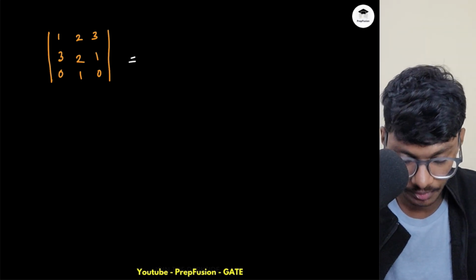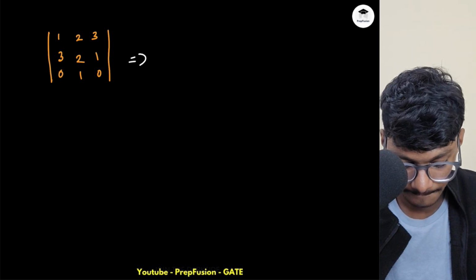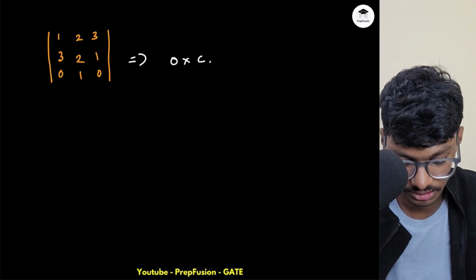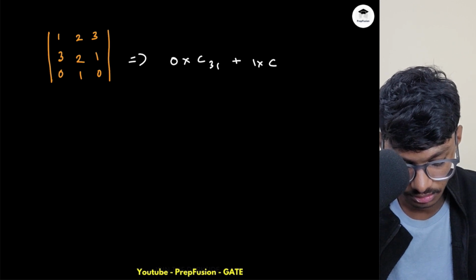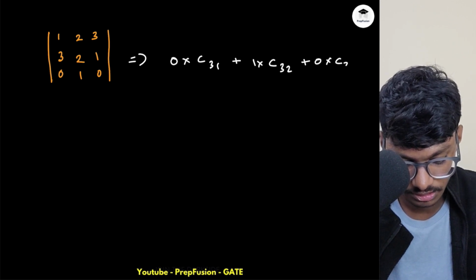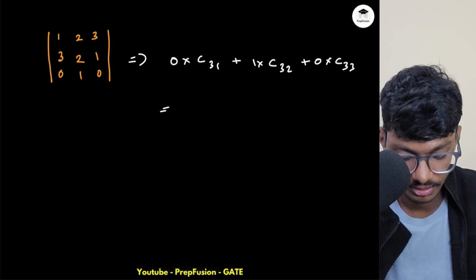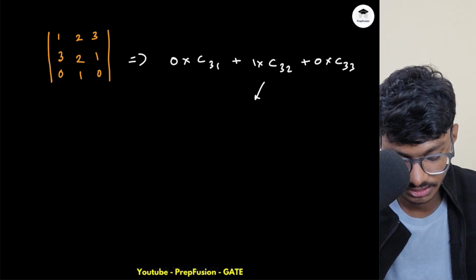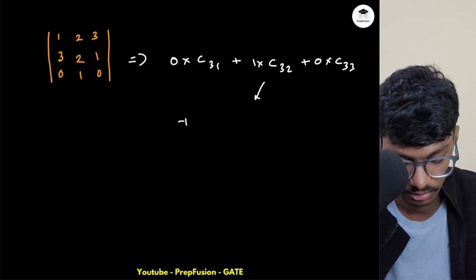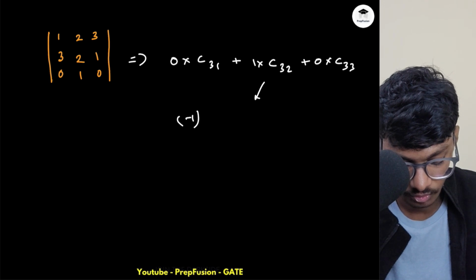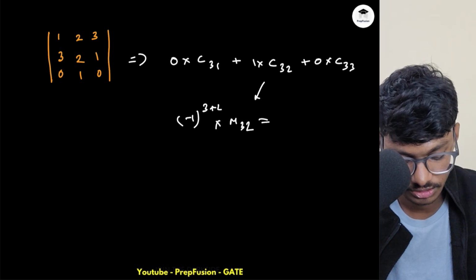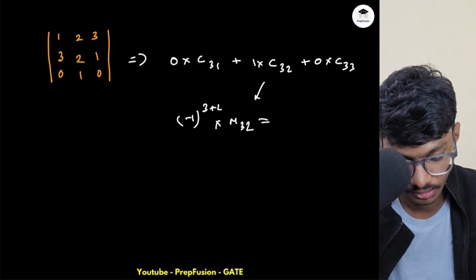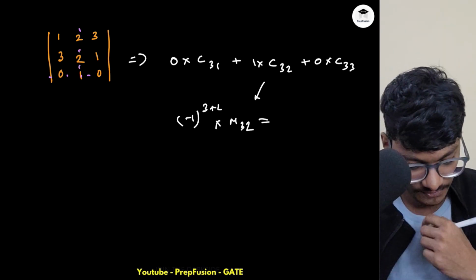If I open this about the third row, what will happen? Basically 0 times anything, which is C31, plus, I will obviously write 1 times the C32, plus 0 times the C33. Now what is C32? Basically C32 is minus 1, not minus 1, sorry, is minus 1 whole to the power 3 plus 2, which is odd, so it will be minus 1 into M32. So I'm going slow for now. Next few examples I will go fast.